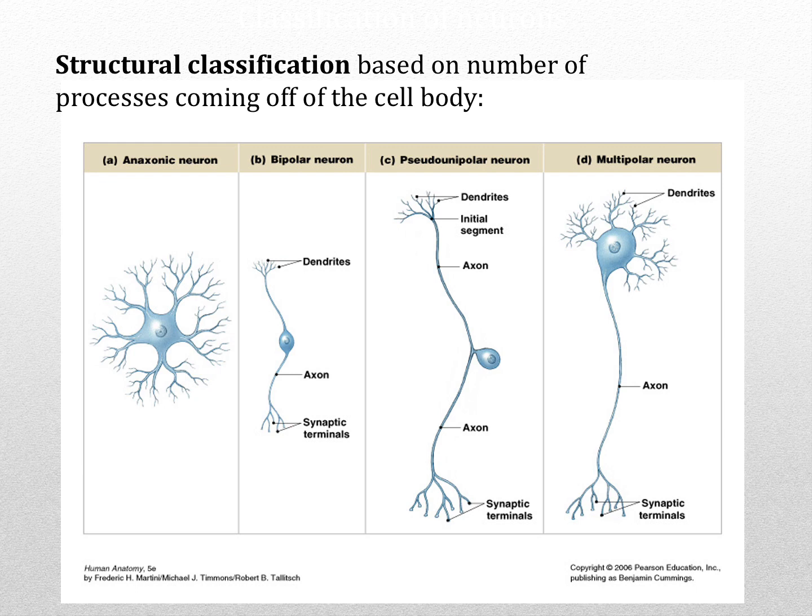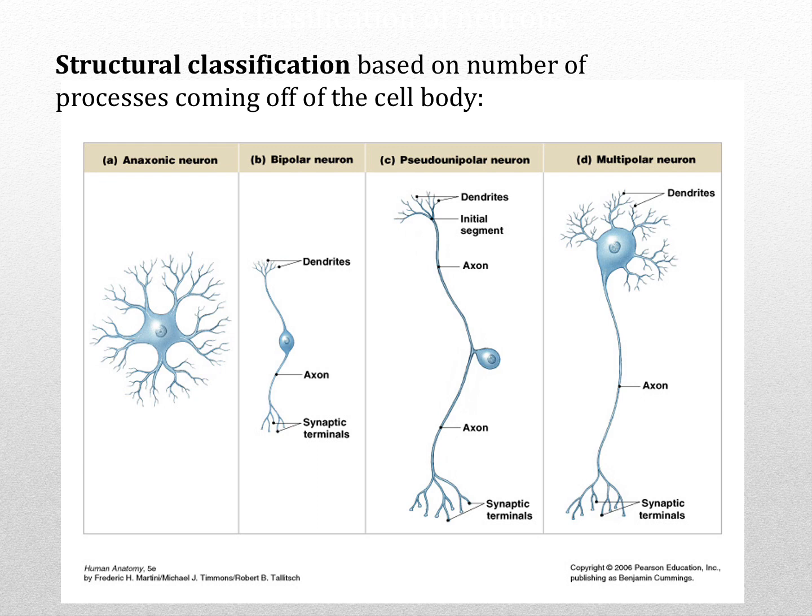The next one is called the bipolar neuron. So the bipolar neuron actually has an axon and a dendrite. It doesn't have two axons, it has an axon and a dendrite.